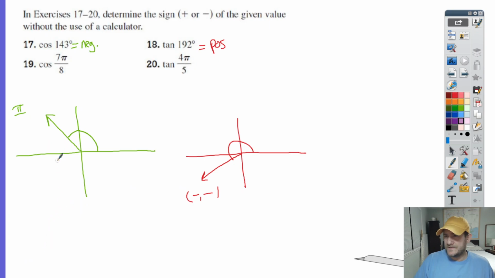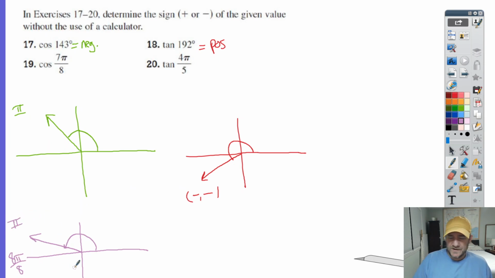Then the 7 pi over 8. So this is a little trickier. Until you remember that 180 is pi, which expressed in eighths is 8 pi over 8. So as soon as you realize that 180 degrees is 8 pi over 8, 7 pi over 8, you can tell, is just going to be an angle measure that comes up a little bit short of 180. So you know you're in quadrant 2.